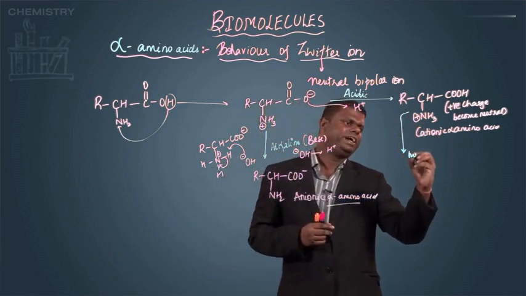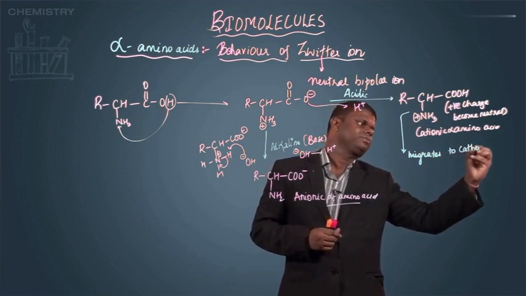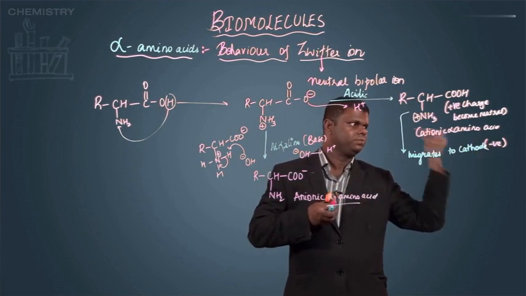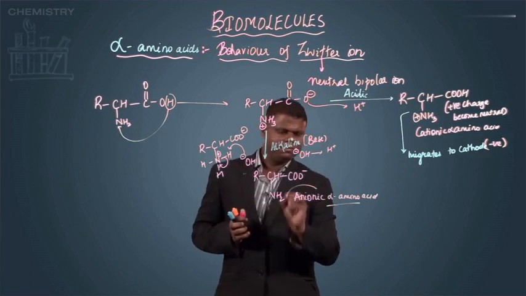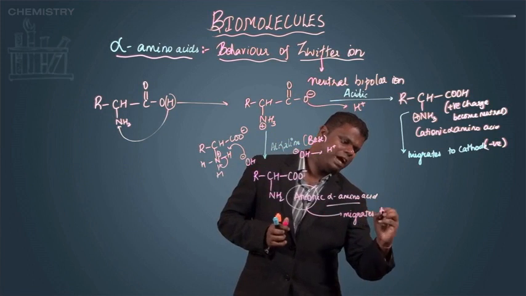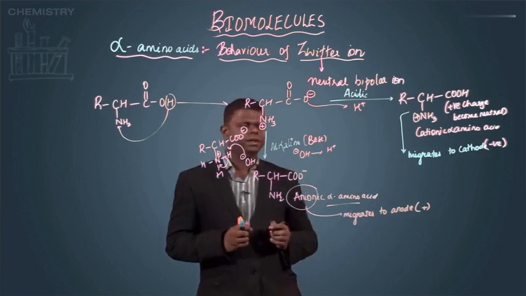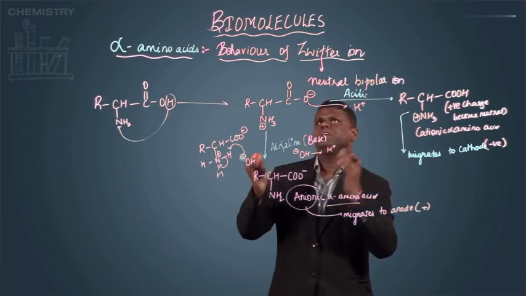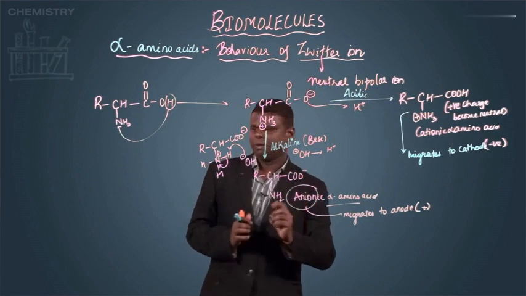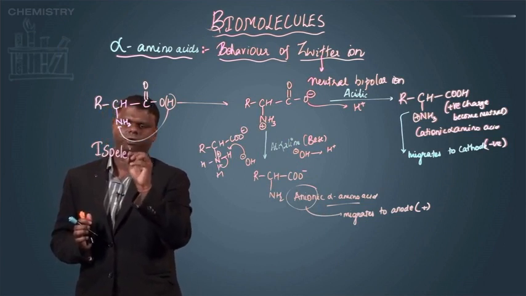So the cation migrates to the cathode, right, which is the negative electrode. Whereas this anion migrates to the anode, which is positively charged. Okay, so this is nothing but the behavior of the zwitterion in the presence of an electric field. Now there is something which you are supposed to remember and understand. The concept is called the isoelectric point.